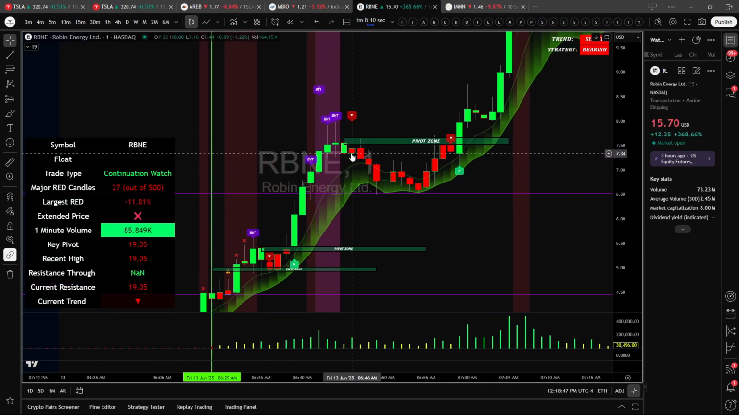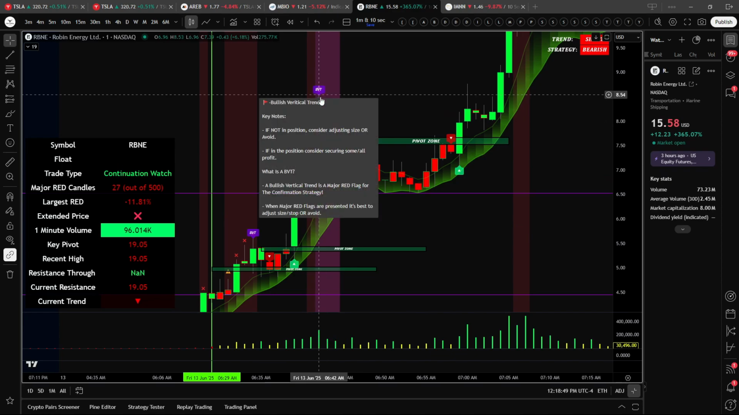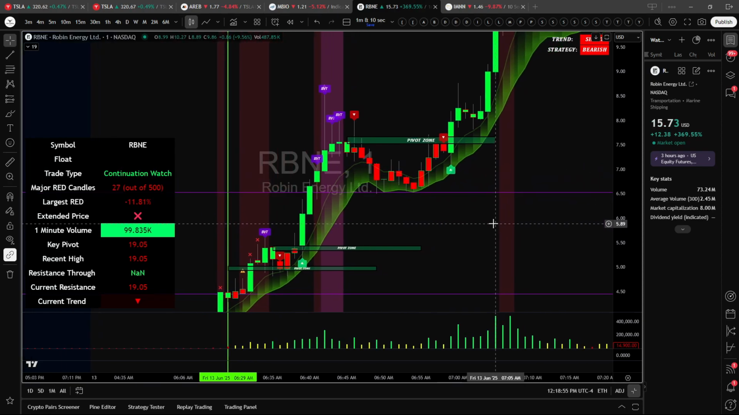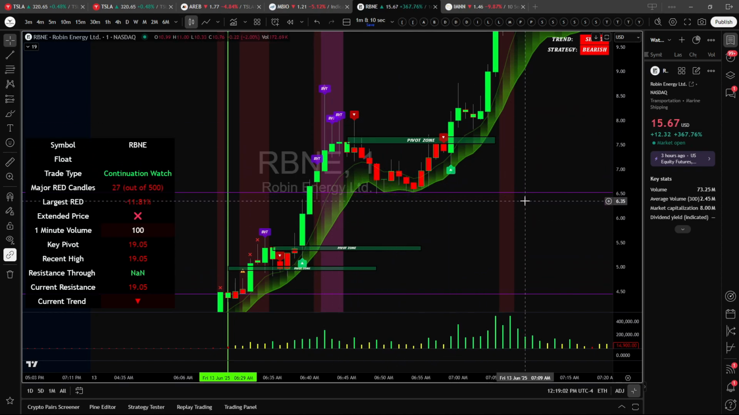Now at this point, we see these red candles here again. That's because we have the BVTs pulled back and formed another pivot zone. And these pivot zones are great because that's the whole point of the Pivot Pro, is that it's going to allow you to stay in these momentum plays. You can either scalp it or you can trend trade it by staying in this trend area here. So it's really up to you.